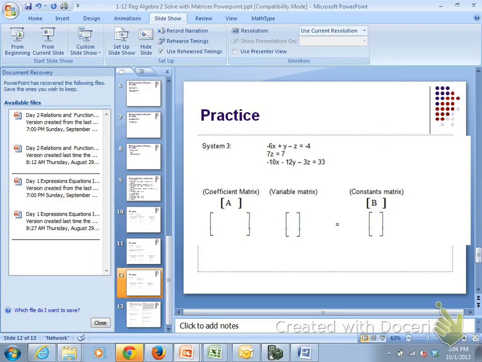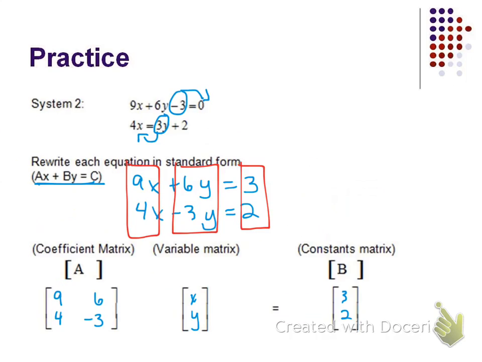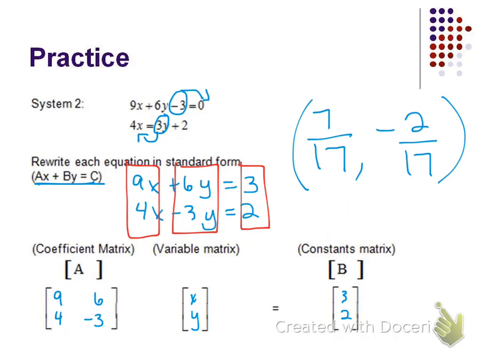So how do we change it into the ordered pair that it's asking for? Would that be that nasty number? It would be right here. It would be 7 over 17, comma, negative 2 over 17, right? Can you do that? That's the ordered pair. That's the answer for number 2.